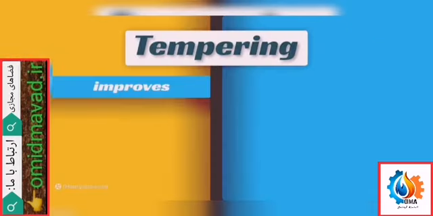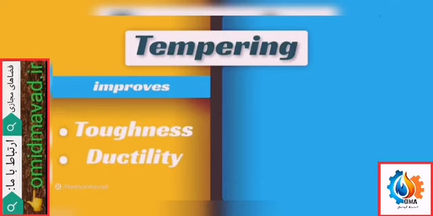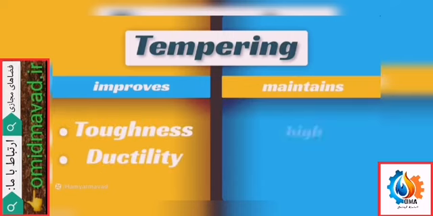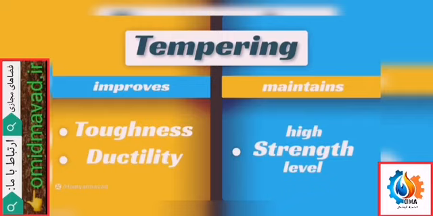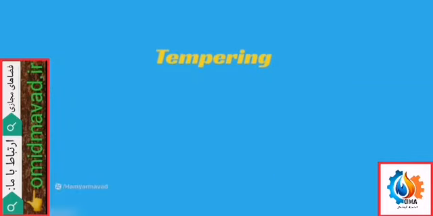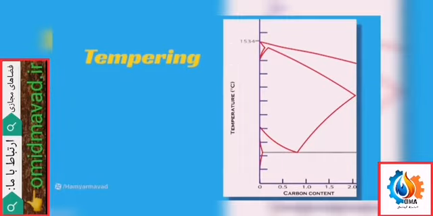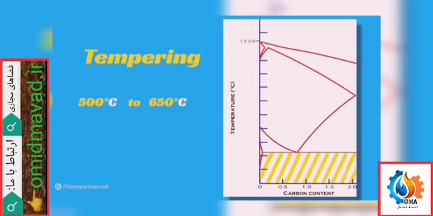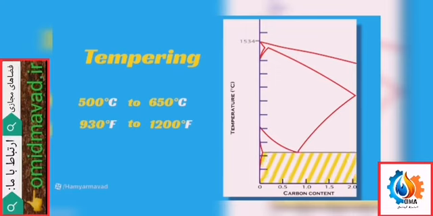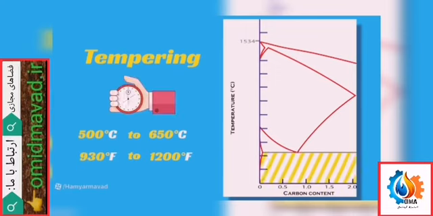Tempering will considerably improve toughness and ductility while still maintaining a high strength level. Tempering consists of heating the steel to a temperature below the austenitic range, usually somewhere between 500 degrees to 650 degrees Celsius or 900 degrees to 1200 degrees Fahrenheit, and holding at this temperature for a specific time period.